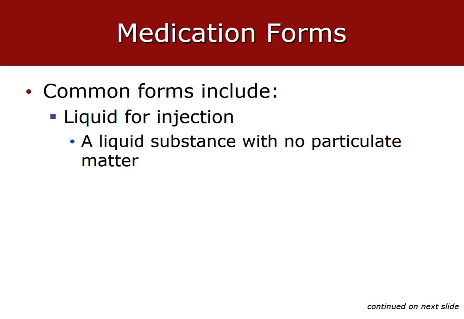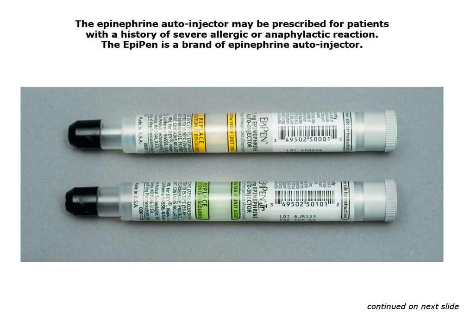Liquid for injection. A common example is the epi auto-injector, a liquid substance with no particulate matter. Because epinephrine is injected into the muscle, it is in liquid form.